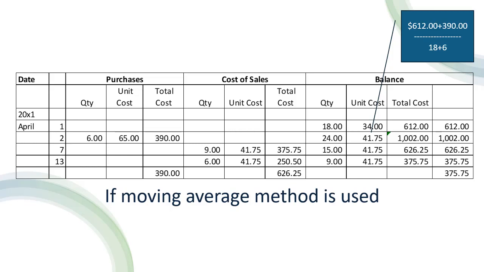If you go on to the 7th April transaction, we have a cost of sale, a unit that we sold, 9 units. And then the unit cost that we will use is $41.75, the revised unit cost. And then it will go on until the 13th, you can see there. We use the same unit cost. Purchases still remain the same, the total will be 390. Cost of sales will be $626.25, and the balance of our inventory will be $375.75.